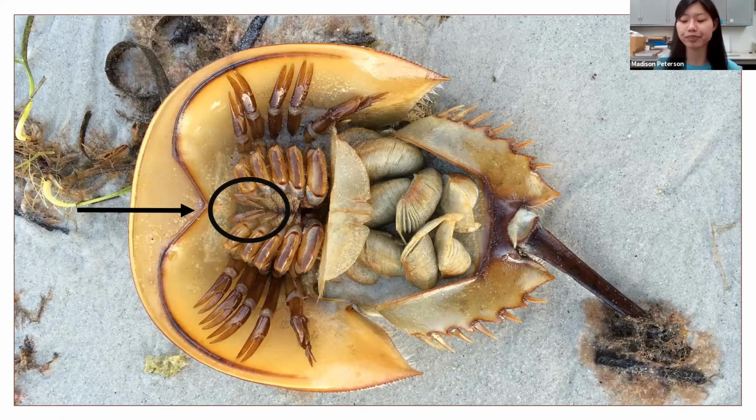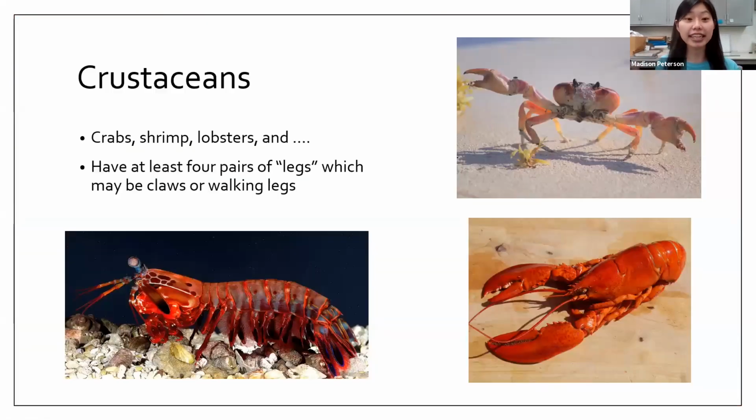So that's pretty cool. So the next group are crustaceans, and these have at least 4 pairs of legs, and they might be claws or legs that they walk on. And so if you love seafood, you know crustaceans, right? They're crabs and shrimp and lobsters. So when you think about crustaceans, you think about animals that live in the water, right?